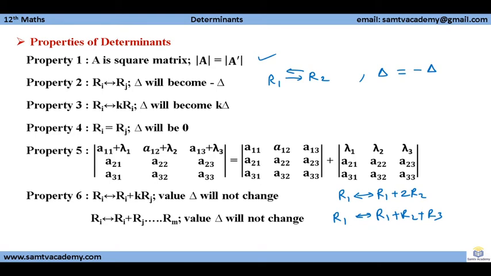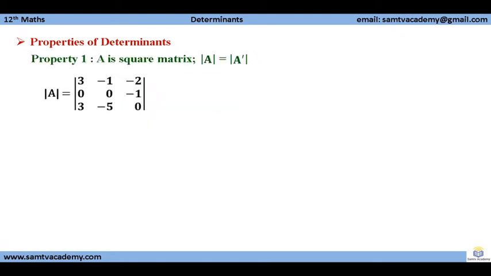Now let's see how to apply the properties. So this is the first question. As we have solved this question previously, we know the value of the determinant here. We will expand it along R2. In the previous slide I solved this question, and the value of the determinant we get is 12. Now we will see how the properties are used.